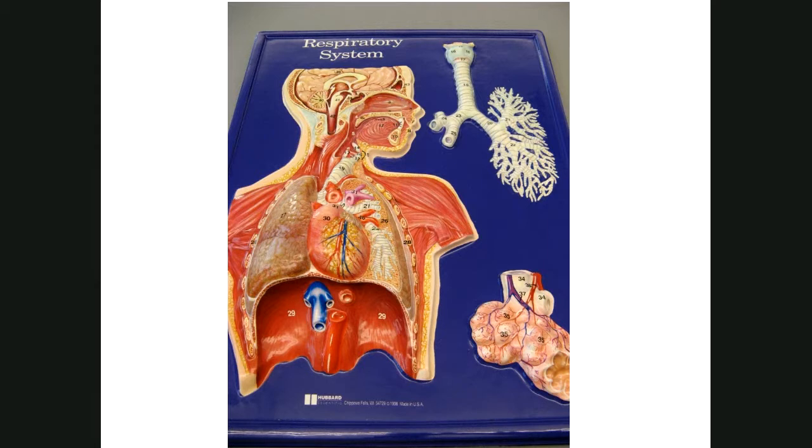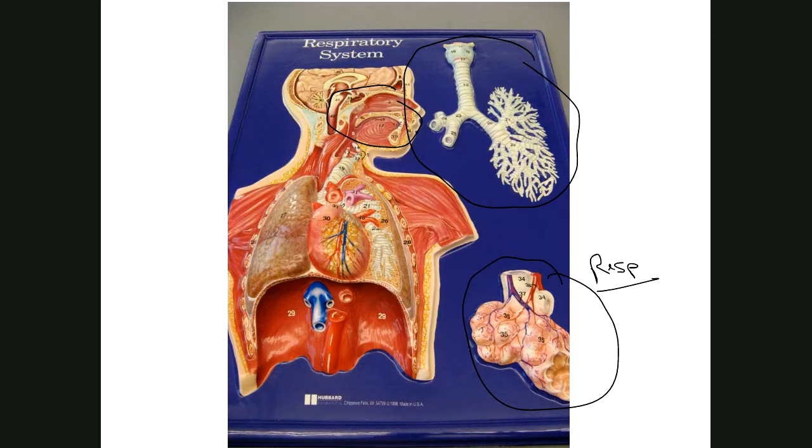So here is a model, and look, we talked about the conducting zone. This shows you the conducting zone here. So it starts here, but it goes all the way down. And then here's this respiratory zone. So that again is where we're going to get gas exchange. And so it's a blow up of these tiny, tiny little structures that we find down in the lungs.